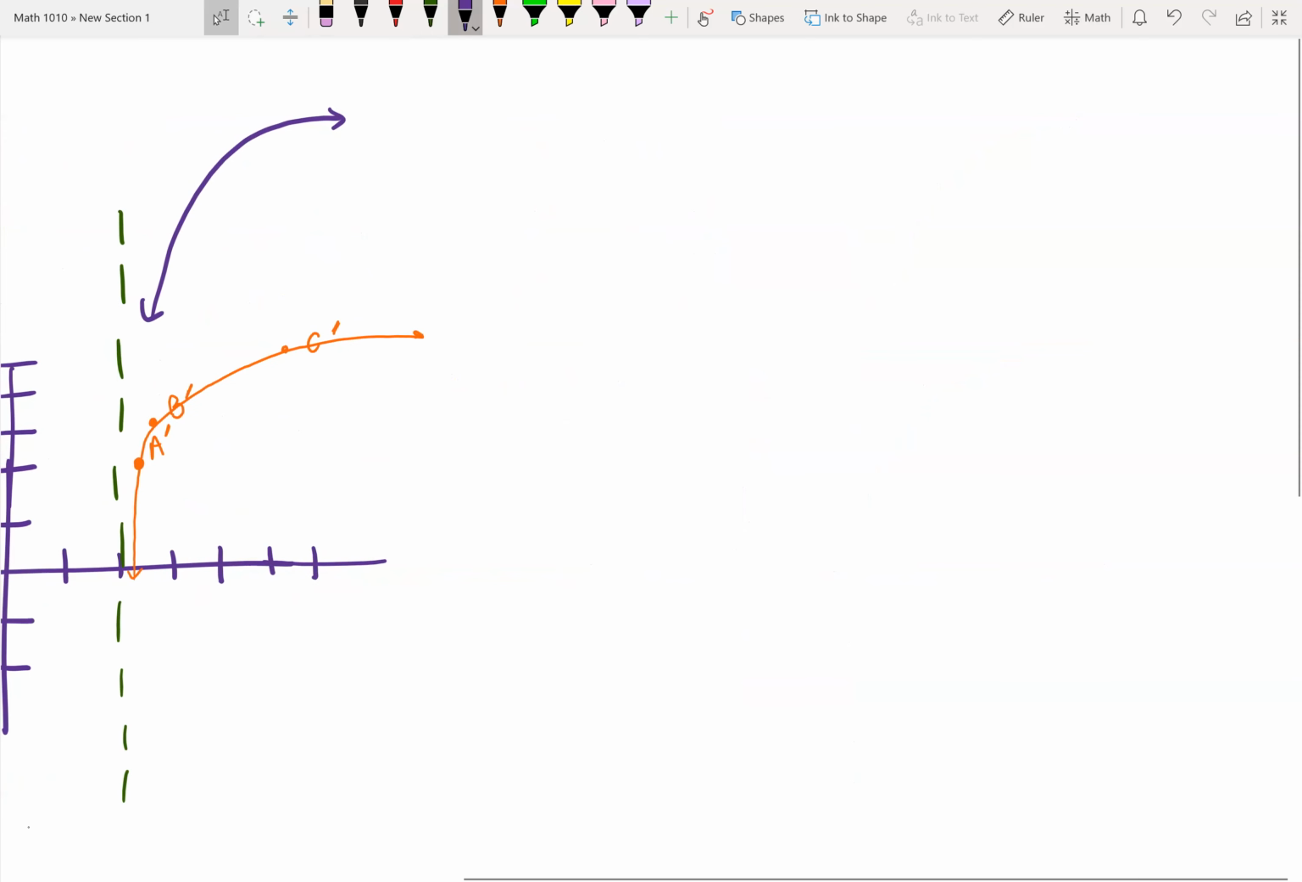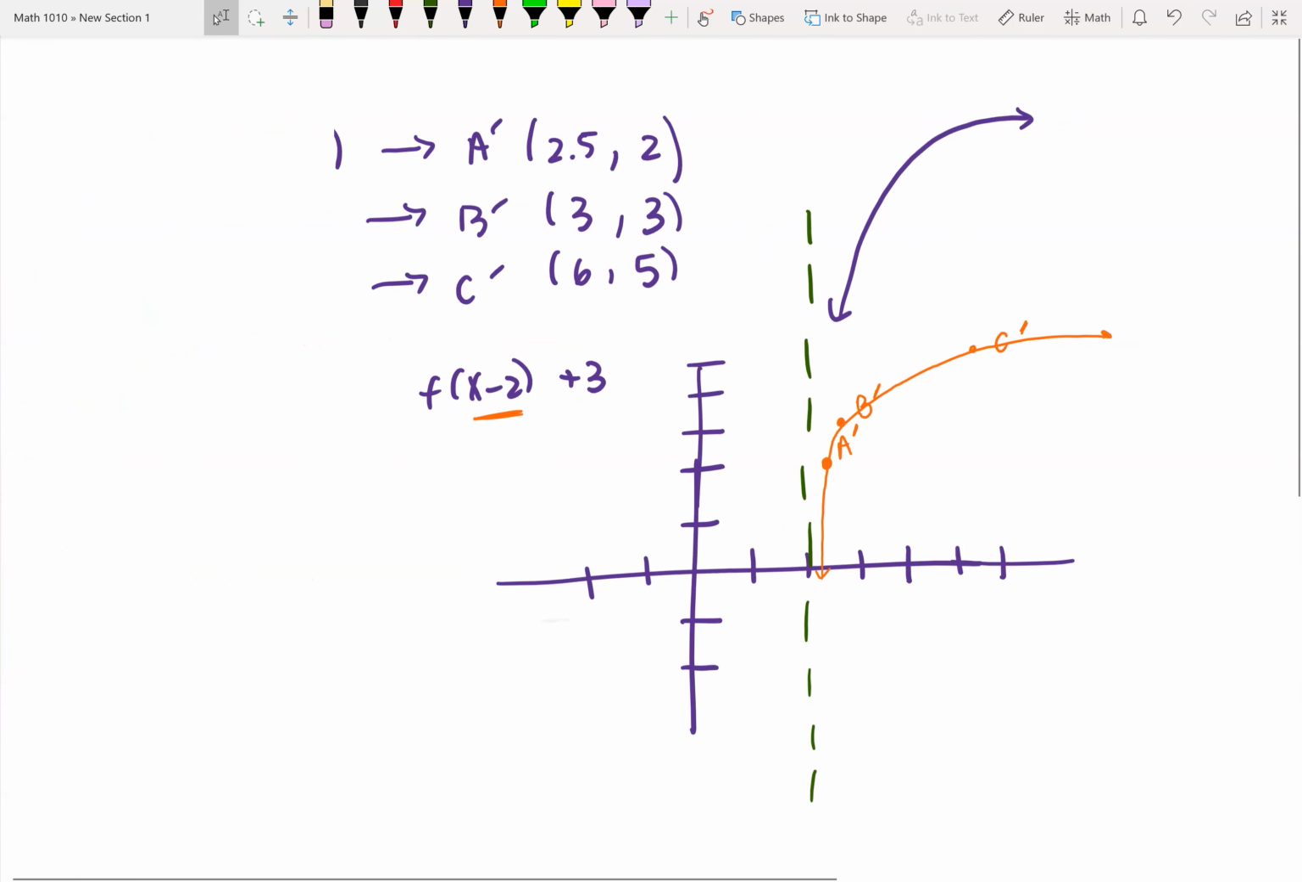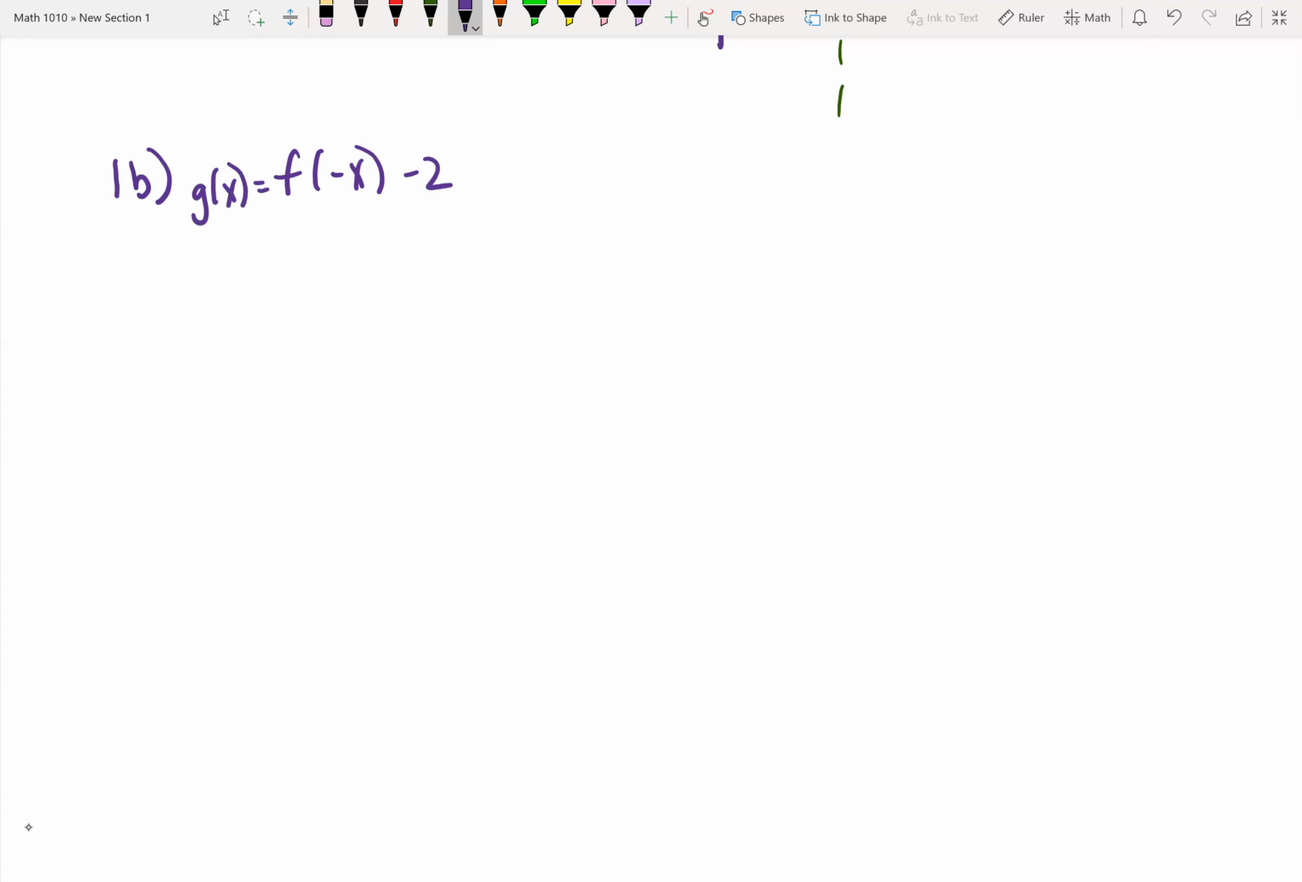Here's 1B. You have f of negative x minus 2. And on the test, they might say g of x is that. It's fine, it doesn't matter. So let's go: x becomes and y becomes. The x is multiplied by a -1, so I'm going to do the opposite and divide it by a -1. f of negative x is the same thing as y, so y becomes y minus 2.